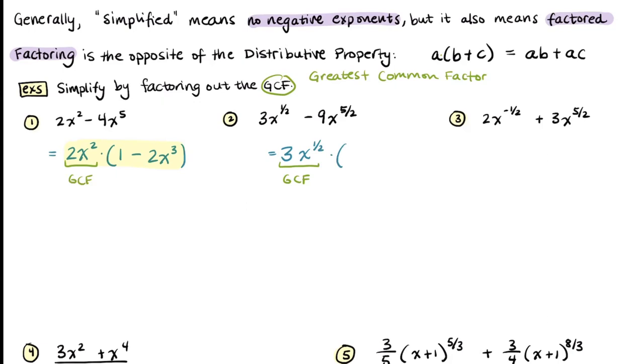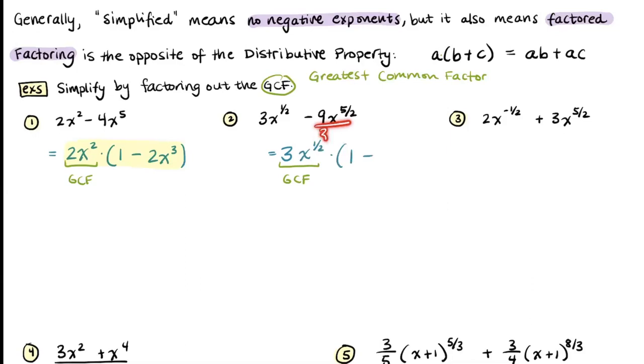Just like before, this first term was our GCF, so we're going to think about dividing 3x to the 1/2 by 3x to the 1/2. That just cancels, and when you cancel by division, you get 1, right, not 0, so make sure that you have that 1 there.